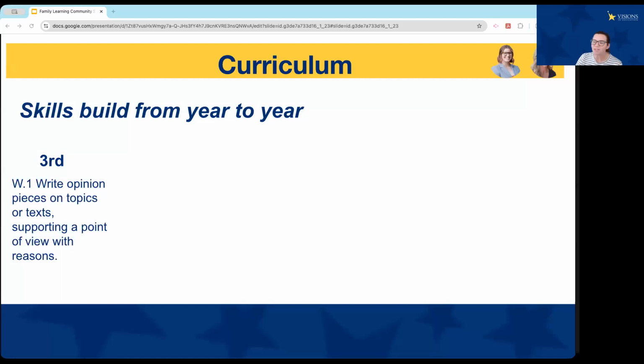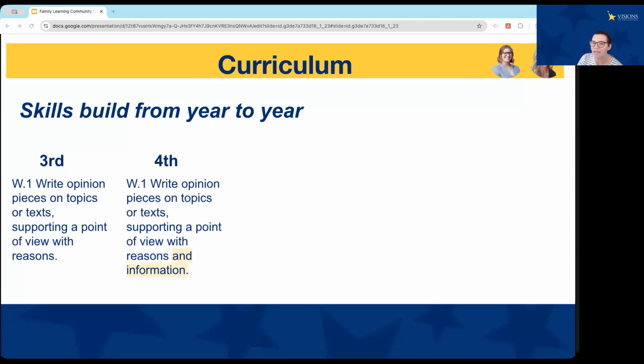Something important to note when we're talking about bridging gaps is that skills build from year to year. If a student doesn't master something, we might see it come up in a little bit more of a next step or advanced skill in a later grade. Here's an example of this in 3rd grade. This is a writing standard, and it says write opinion pieces on topics or texts supporting a point of view with reasons. Now, in 4th grade, the students are still using that skill and honing in on it, but now they're asked to go a little bit further. Now, with their reasons, they need to provide additional information. This is true all the way through 12th grade.